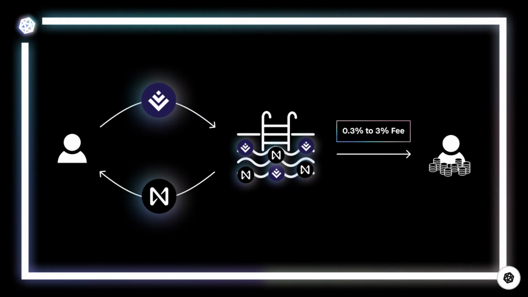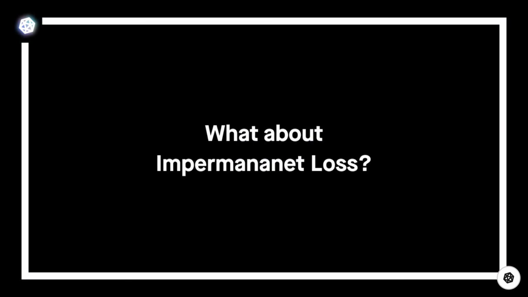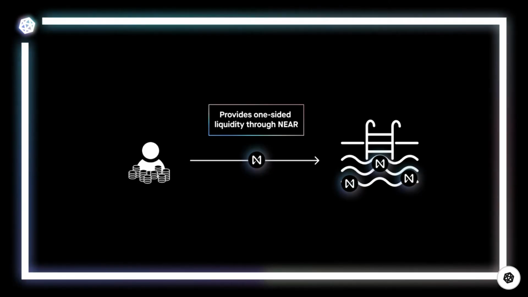Well, what about impermanent loss? Since you're providing liquidity to a pool with 2 assets, liquidity providers on Metapool are protected from impermanent loss because the liquidity that they provide is actually one-sided.